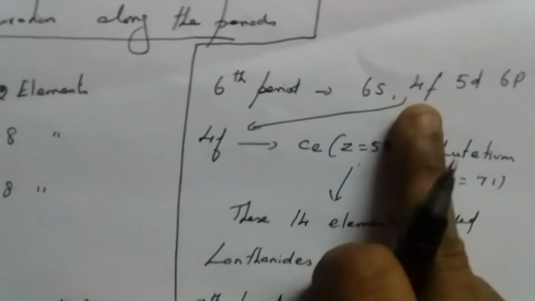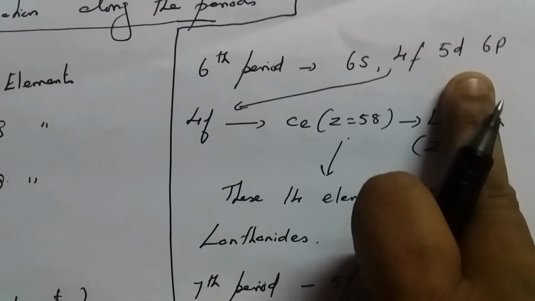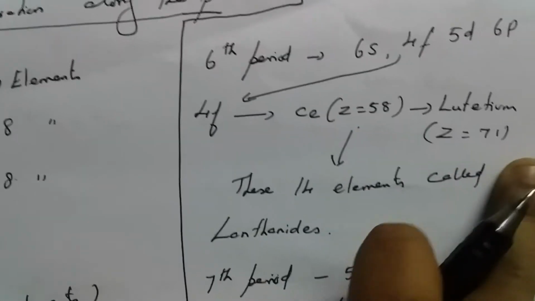After that, in the sixth period, the electrons are added in 6s, followed by 4f, followed by 5d, and then 6p. In the 4f orbitals we have totally 14 elements.